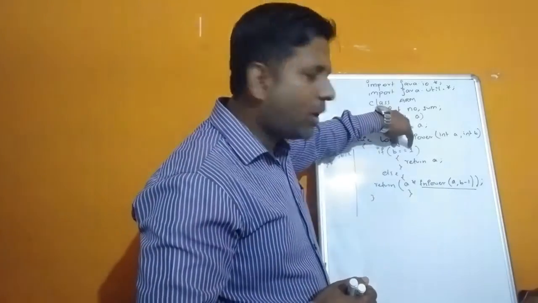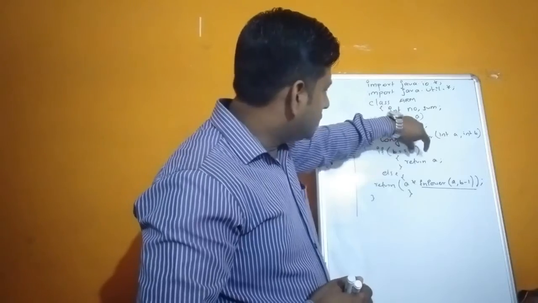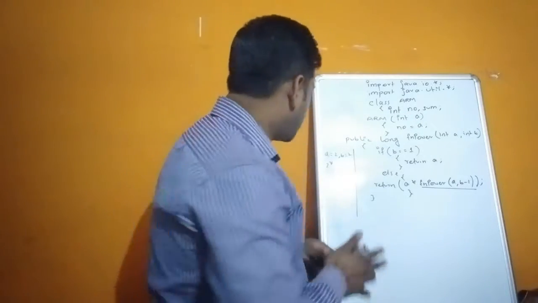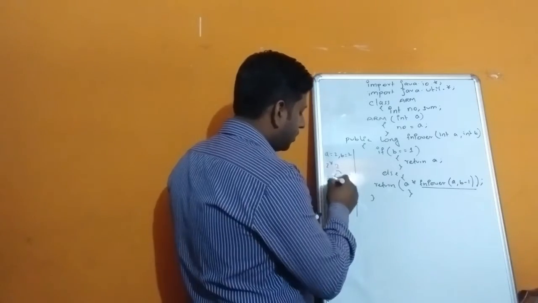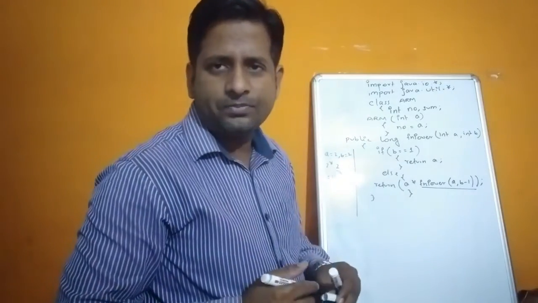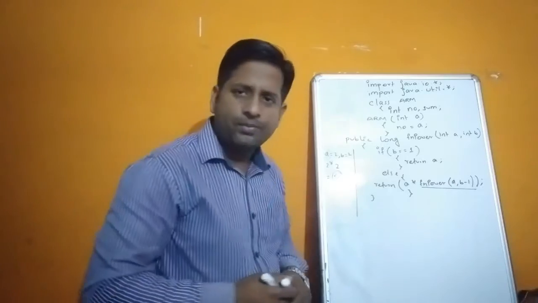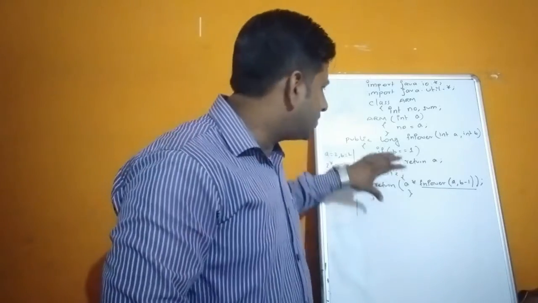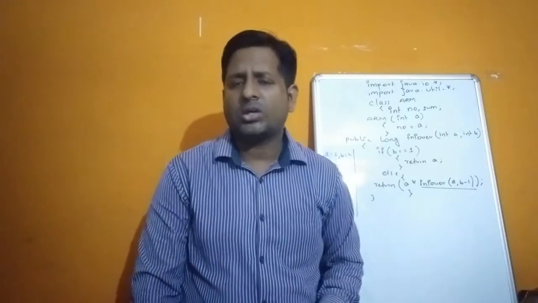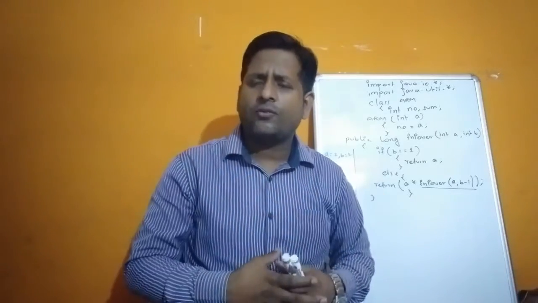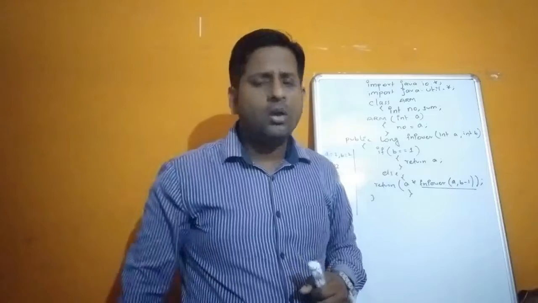Comes down here, b is 1. Okay, so return a value will be returned. So a value was how much? 2 only. So see, 2 to the power 2 is 4. Okay, so this is the concept, this is the technique we use for calculating power in case of recursion. Whenever you get any recursive function where you need to calculate power, you have to use this technique.